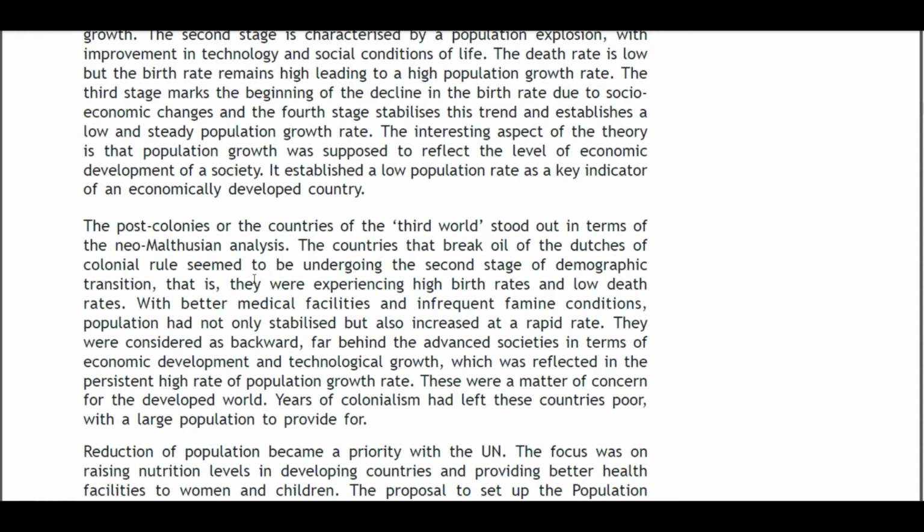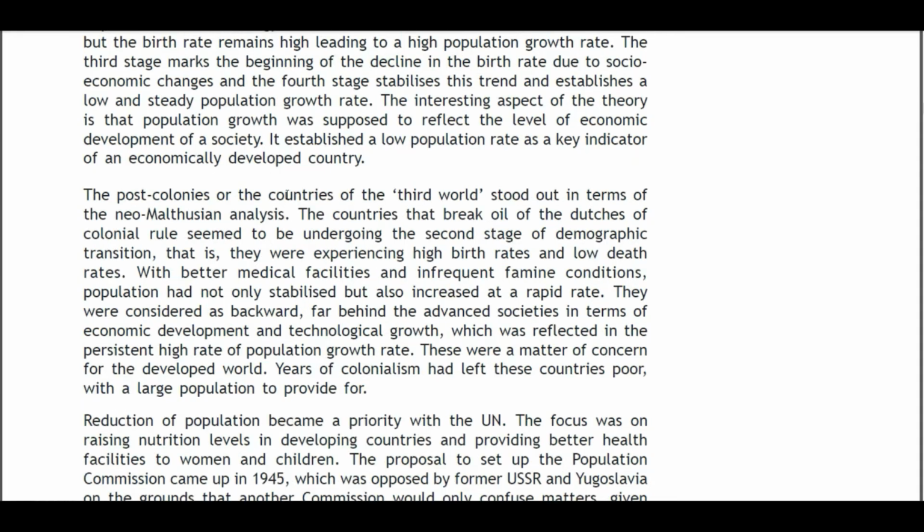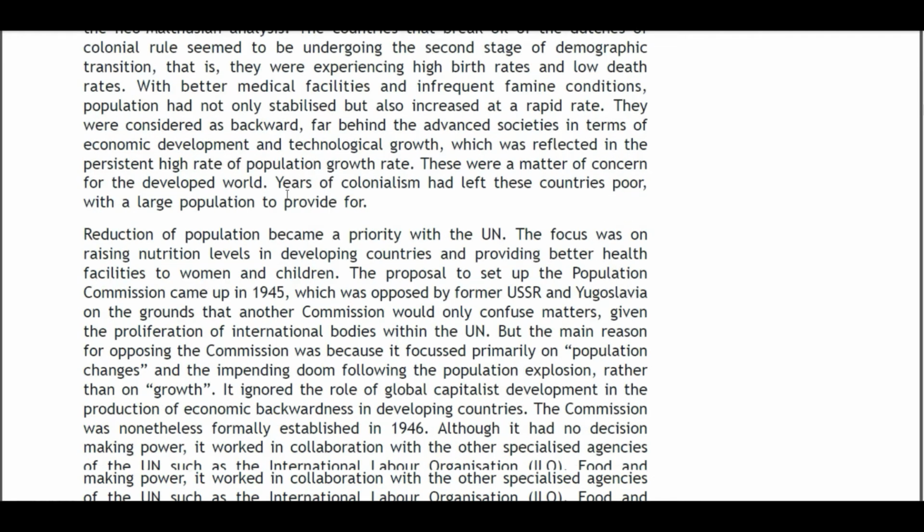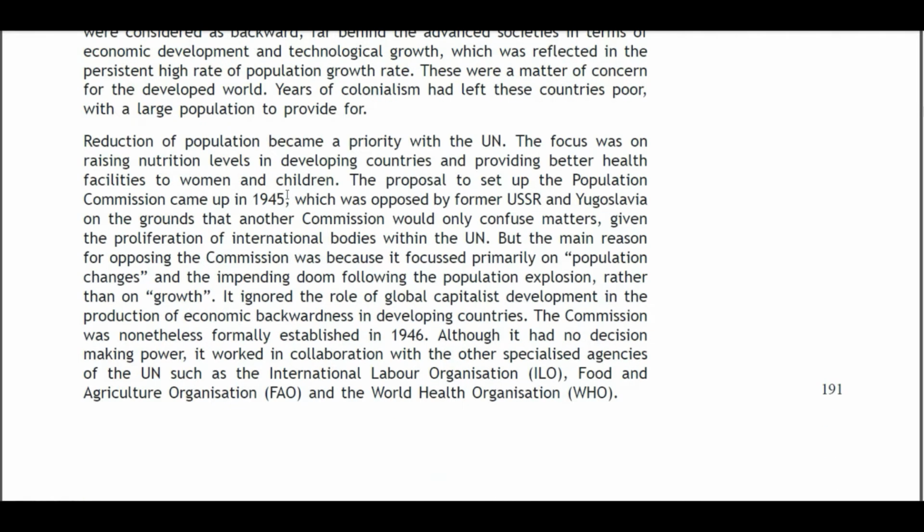That this was a matter of concern for the developed world. Years of colonialism had left these countries poor, with a large population to provide for. Reduction of population became a priority with the UN. The focus was on raising nutrition levels in developing countries and providing better health facilities to women and children.